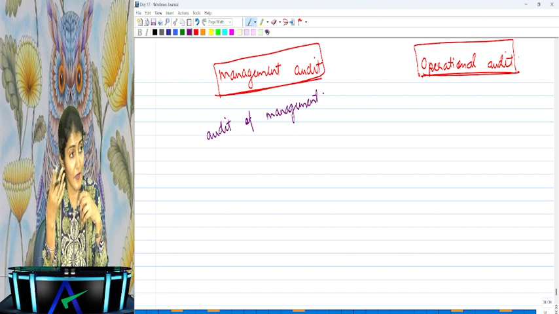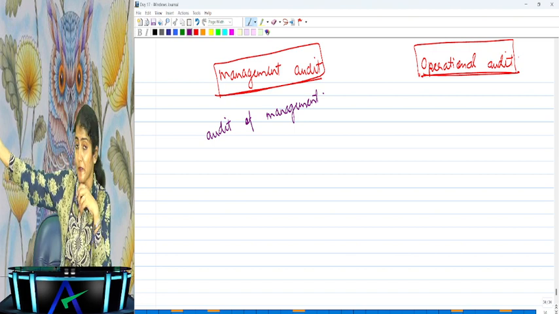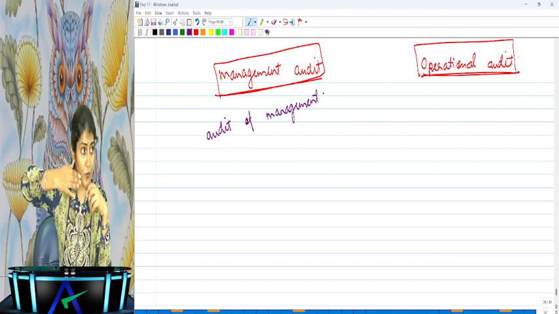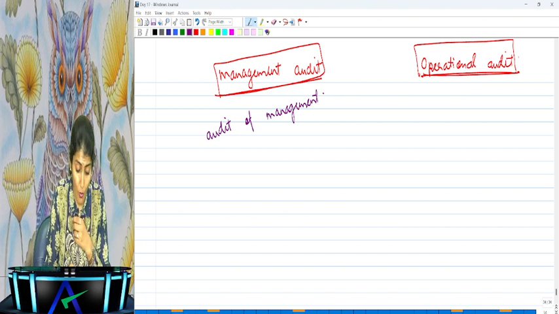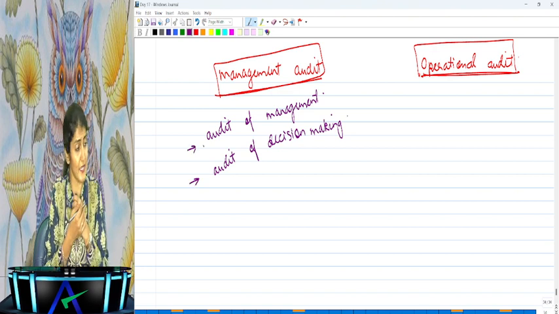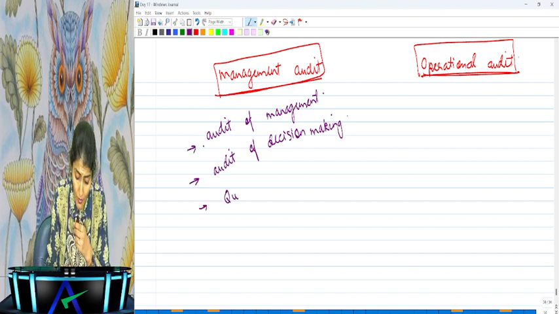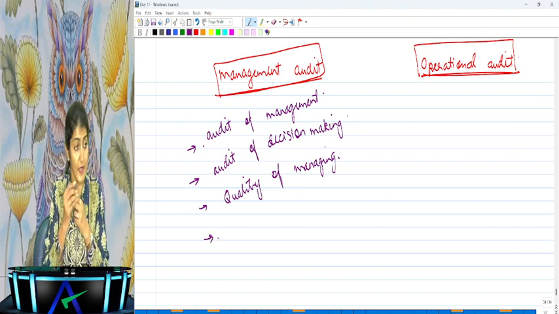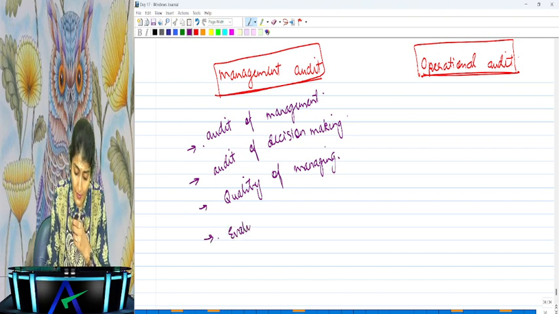Oversee. You say he's a manager over there. This is the manager of the shop. So what does that manager do? He takes the decisions, right? To manage means to take the decision. So audit of the management means audit of the decision making of the management. Because if your decision making is right, your management is right. Are you understanding that? You are checking the quality of managing in an organization.